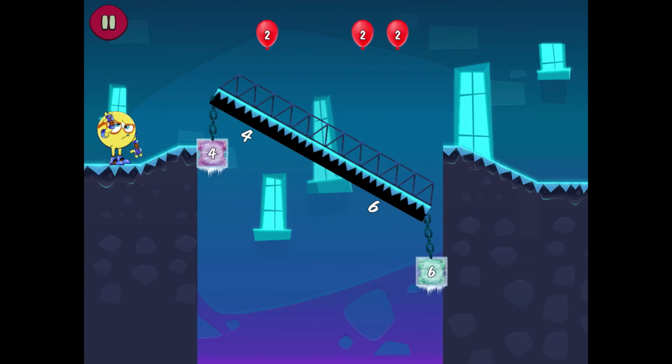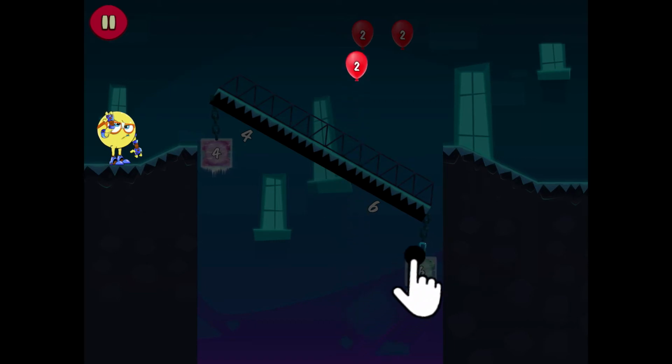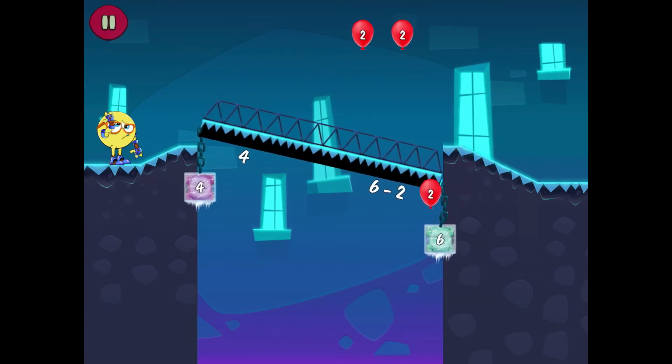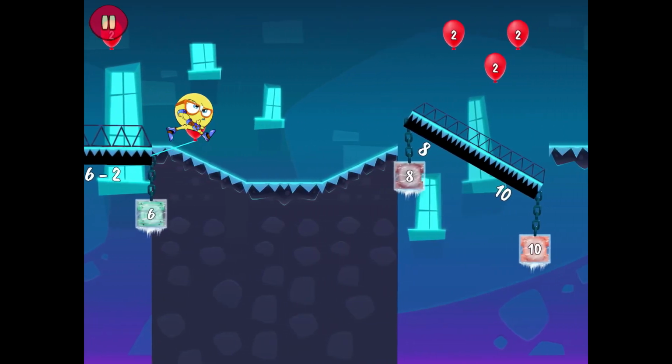Make a side less heavy. Add this weight to the chain. 4 = 6 - 2.